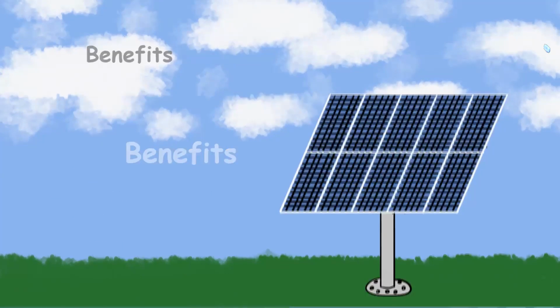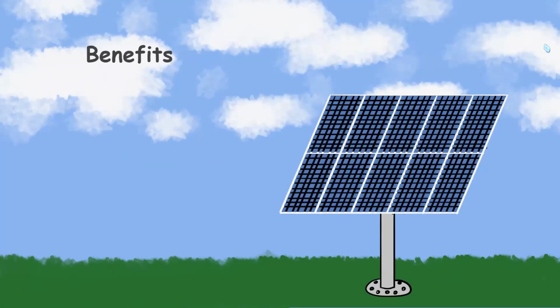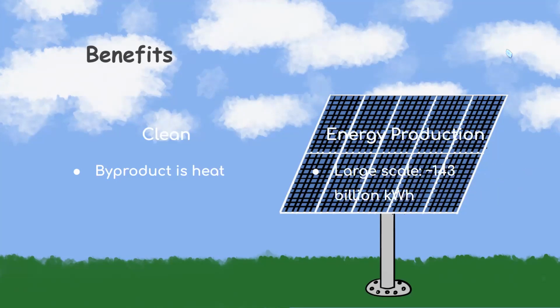Benefits. One of the benefits of solar energy is that it is a clean form of energy, and the reason for this is because the byproduct created is heat and not gases. Another one of the benefits is, of course, the energy produced. In 2022, large-scale solar panels, meaning industrial level, produced roughly 143 billion kilowatt hours throughout the year. And small-scale solar panels, meaning residential type, produced about 59 billion kilowatt hours.